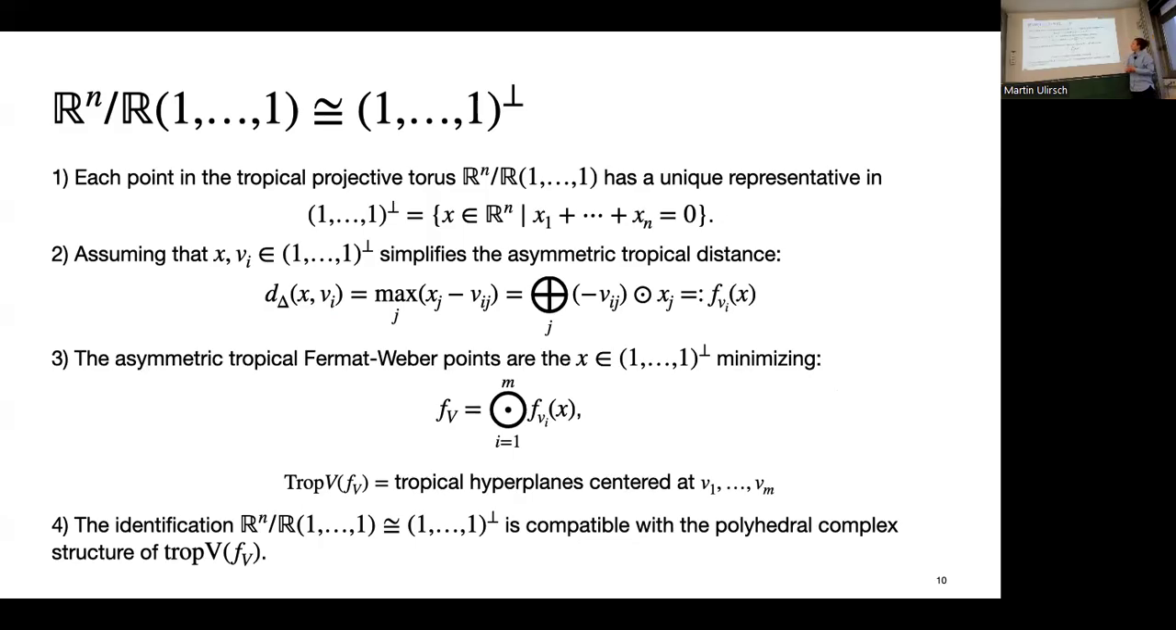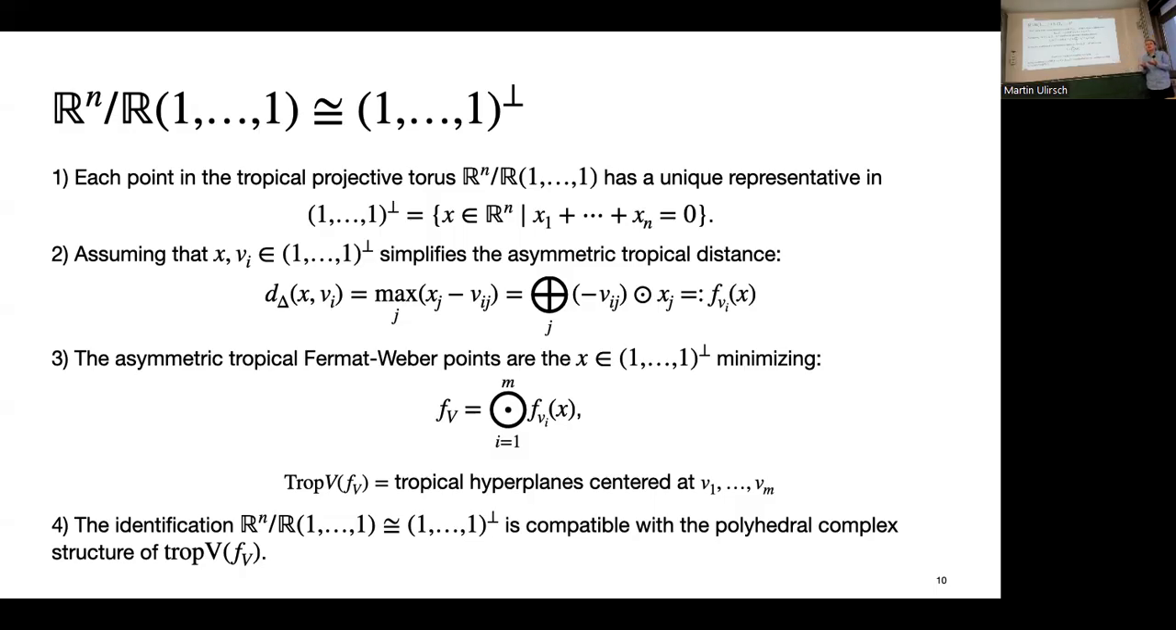And so now you can write this distance as a tropical polynomial. And the sum of the distances is a product of these. And the tropical vanishing of this set is the tropical hyperplane arrangement with this hyperplane centered at the data points. And the regions of the tropical hyperplane arrangement govern the regions of linearity of this function f.